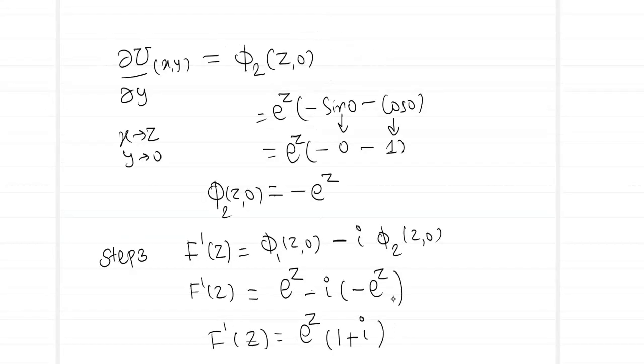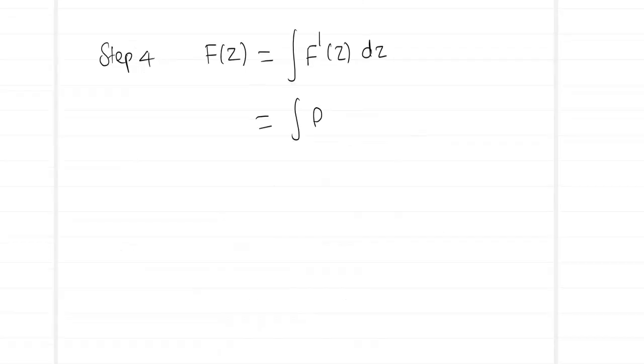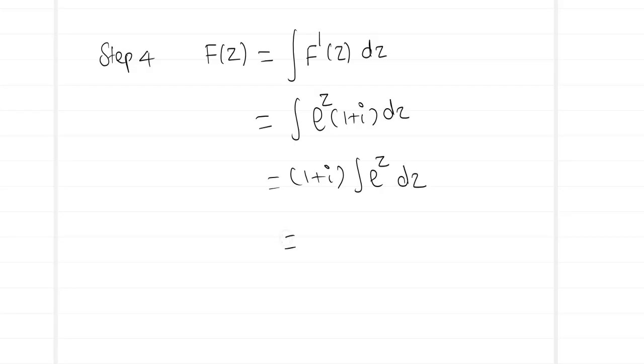What was the F dash of z for me? This is going to be equal to e power z into 1 plus i times dz. With respect to z, 1 plus i is a constant, so you take it outside so that we are left with just e power z dz. And what we know about e power z on integration is that it leaves us with the same e power z.